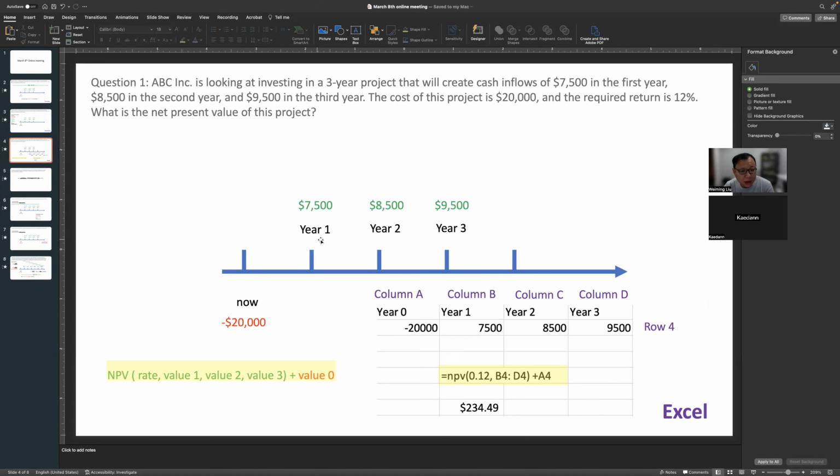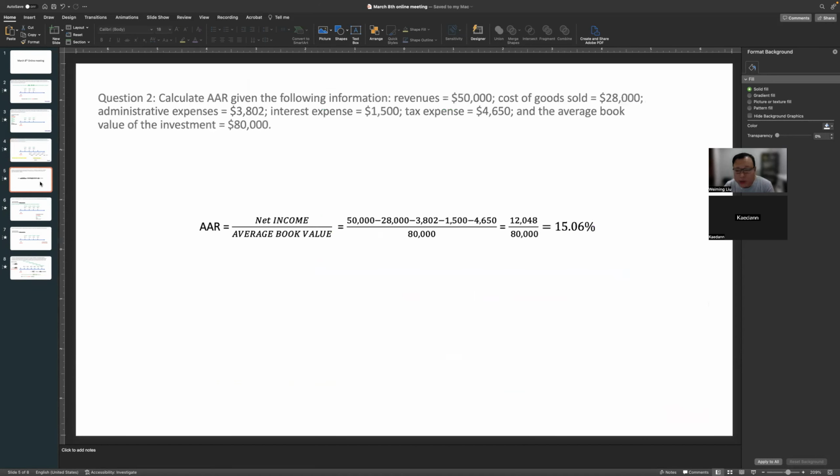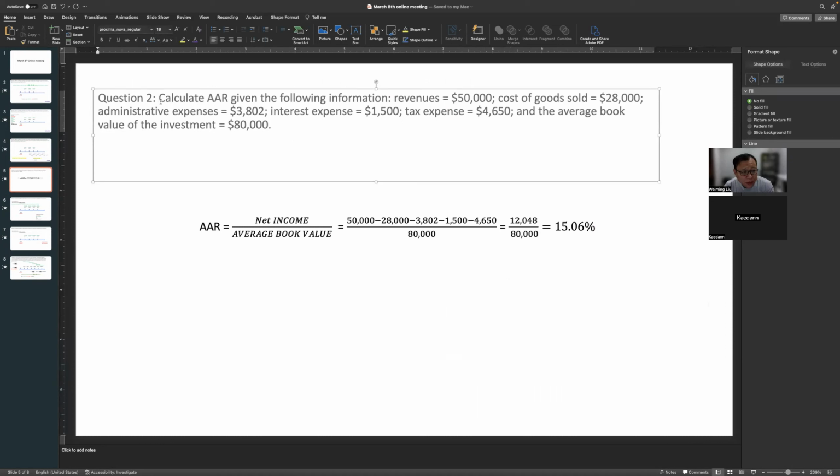Okay, awesome. Now let's do question two. Question two is about AAR, which is average accounting return. In this question, calculate AAR given the following information: revenues, cost of goods sold, admin expense, interest expense, tax expense, and also the average book value of the investment. So how is AAR calculated? AAR is calculated by your net income divided by your average book value.